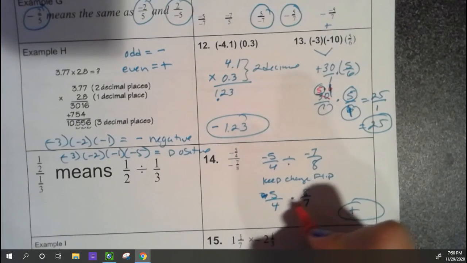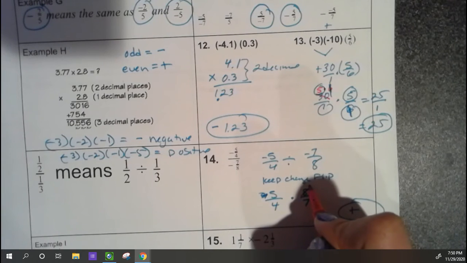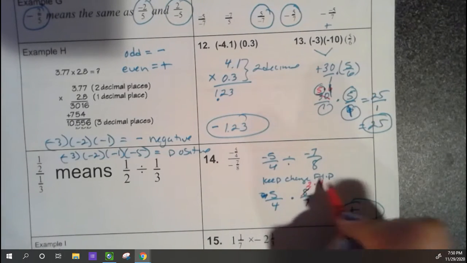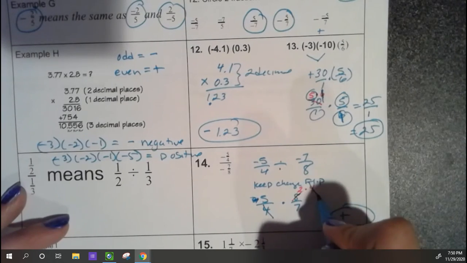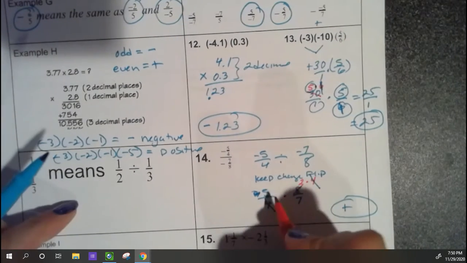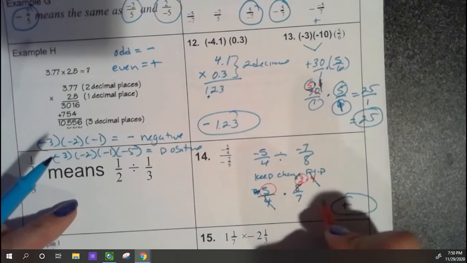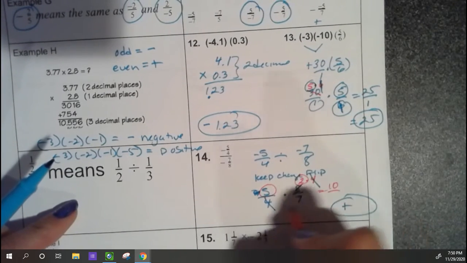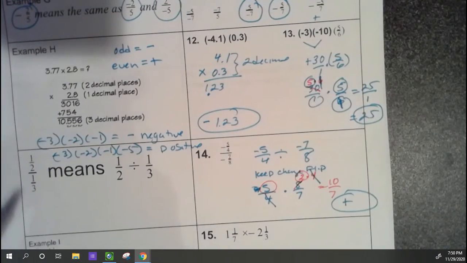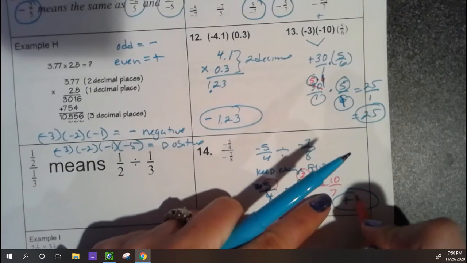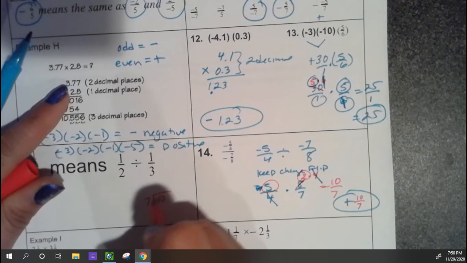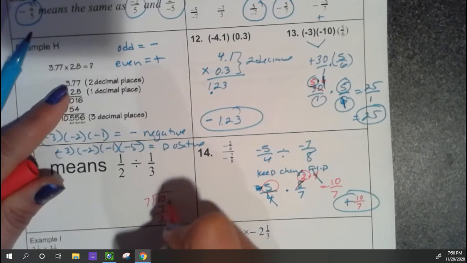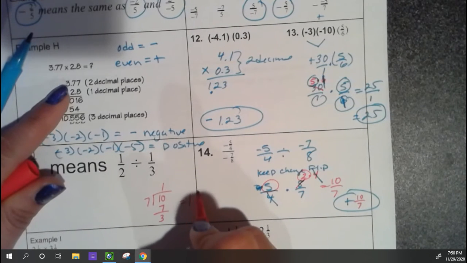Let's see. I do see some equivalences here. 8 is 2 times 4. So I can do some cross canceling. 4 and 4 cancel each other out. So I have 5 times 2, which is 10. 1 times 7, which is 7. So my answer is 10 sevenths, or I could make that a mixed number. So that would be 1 3/7.